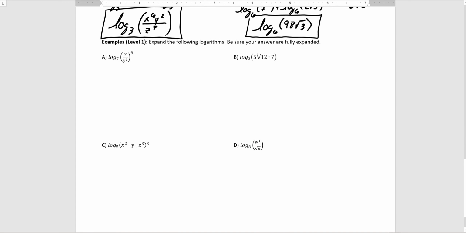So make sure we remember our properties here. So let's look at letter A. First thing, expand the logarithm, be sure we're fully expanded. What that means is that all of our logarithms, the only thing in the arguments are the variable. That should really be the only thing, or the number, the value. All right, we shouldn't have anything really else going on there.